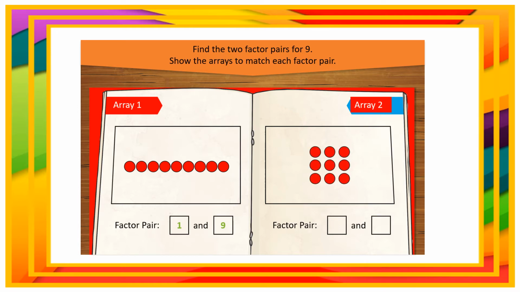Now let's take a look at the second array. How many rows and how many columns do we have in this array? We have 1, 2, 3. 3 rows. How many columns? 1, 2, 3. 3 columns. So, what factor pairs can we derive from this array to make 9? Did you think of it as 3 and 3? If you did, well done. Why? Because we have 3 rows and 3 columns, and 3 multiplied by 3 gives us 9. Well done if you thought this as well.